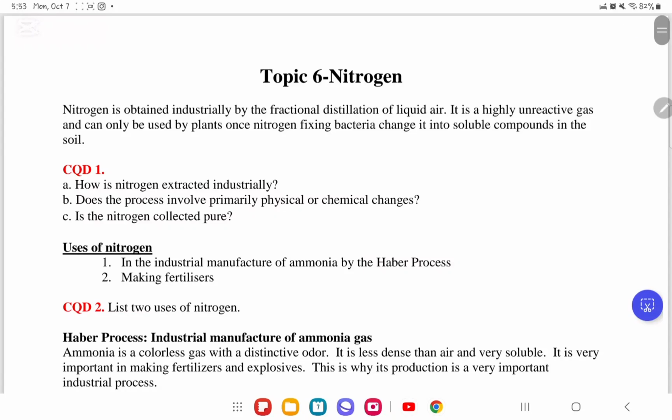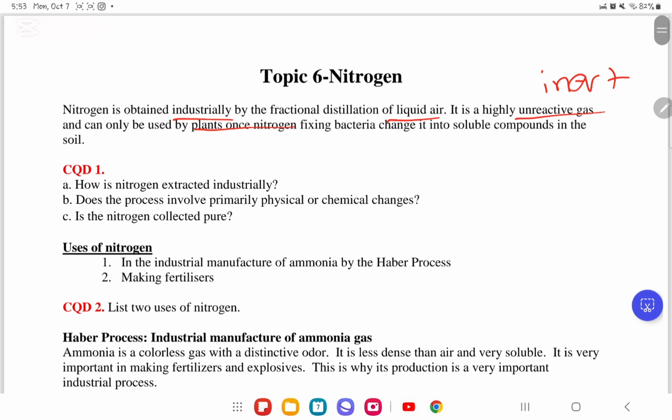So let's start. Nitrogen is obtained industrially by the fractional distillation of liquid air. So now we have our first source of nitrogen, which is the fractional distillation of liquid air. It's highly unreactive, so we can say it's inert, and can only be used by plants once nitrogen-fixing bacteria change it into soluble compounds in the soil.